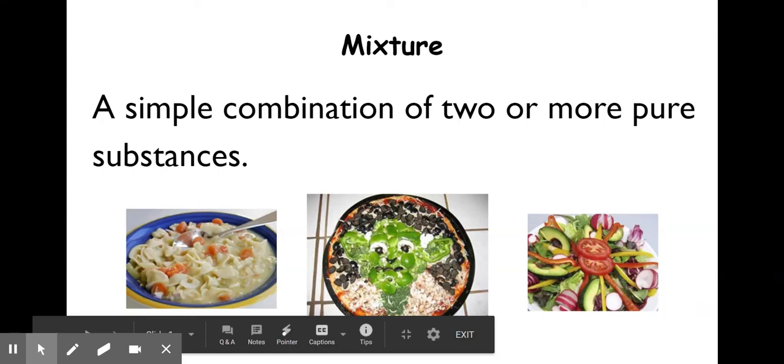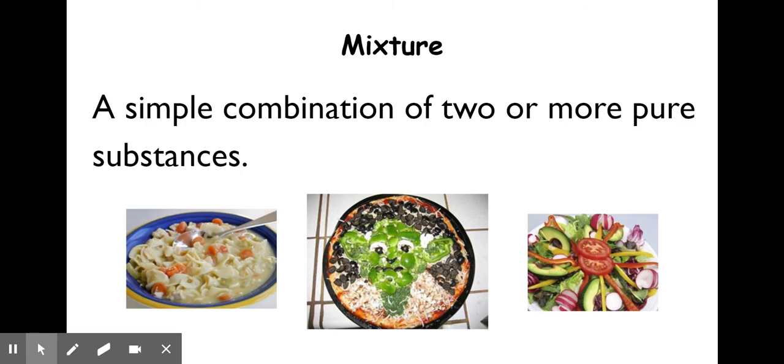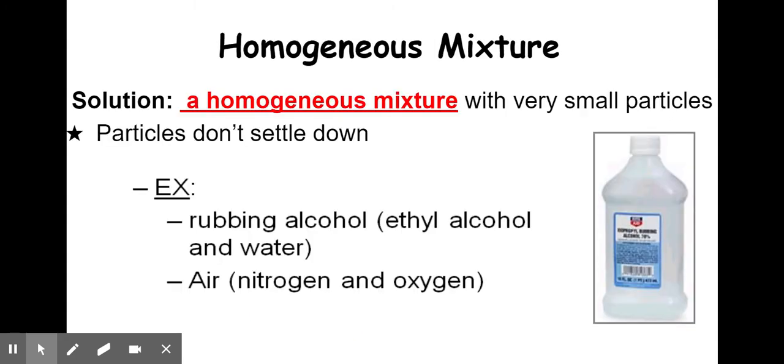Today we are going to go through the detail of mixtures. A mixture is basically a simple combination of two or more pure substances. A few things mixed up together, but they don't react with each other, just simply mixed up. We call them a mixture. Just like pizza or chicken noodle soup or a salad.